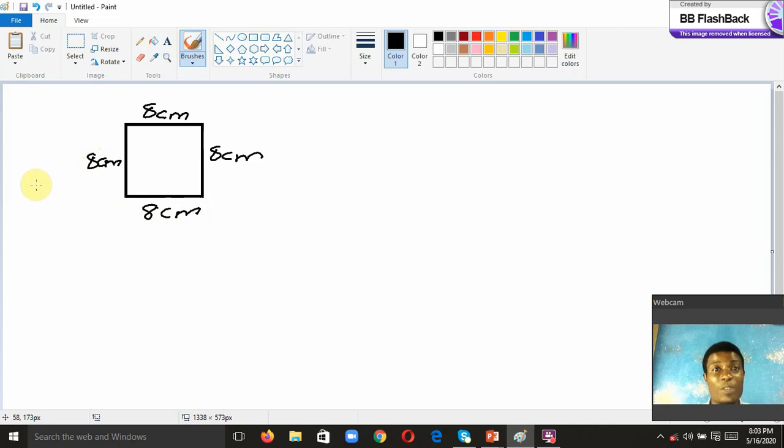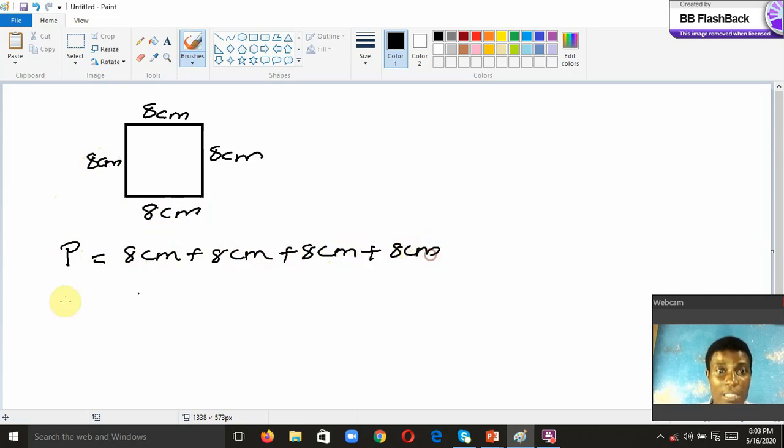And what's the perimeter of the shape? Perimeter is the total distance around the shape. So when we take the sum of these sides, 8 centimeters plus another 8 centimeters plus another 8 centimeters plus another 8 centimeters: 8 plus 8 is 16 centimeters, plus 8 is 24 centimeters, plus 8 is 32 centimeters.